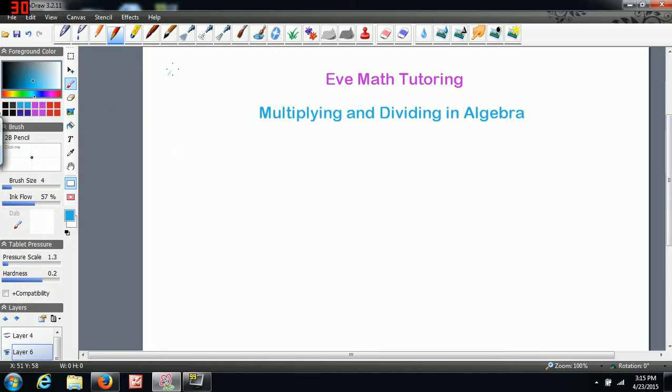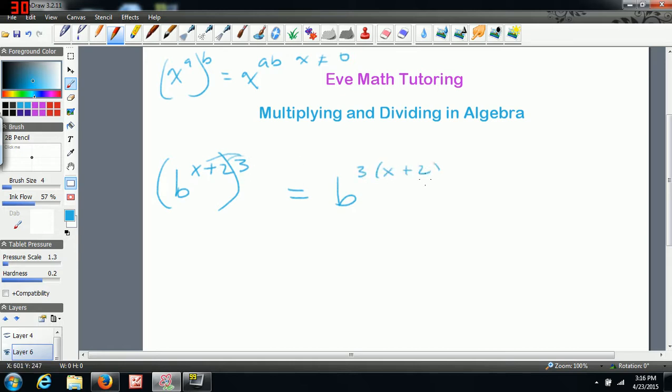So the rule was x to the a to the b is equal to x to the ab, and that's where x does not equal 0. Okay, so say you had b to the x plus 2 all to the power of 3. So in this case, this thing's going to multiply here and here. So it's going to be 3 times x plus 2, right? And that just goes here and here. So that becomes b to the 3x plus 6.